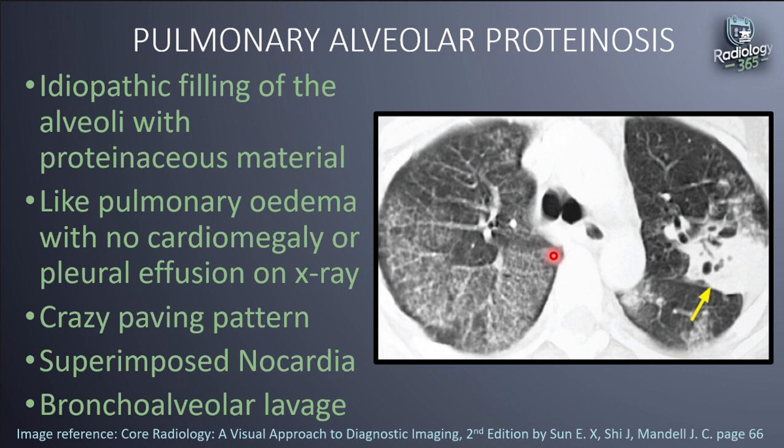Now, patients with pulmonary alveolar proteinosis are susceptible to superimposed infection, classically with nocardia, and this typically presents as a consolidation superimposed over the crazy paving appearance of the lungs. Treatment of pulmonary alveolar proteinosis is whole lung bronchoalveolar lavage. So in this image, it's an axial CT which shows bilateral crazy paving predominantly in the right lung, and we also see a dense consolidative opacity in the left upper lobe, representing superimposed nocardia pneumonia.